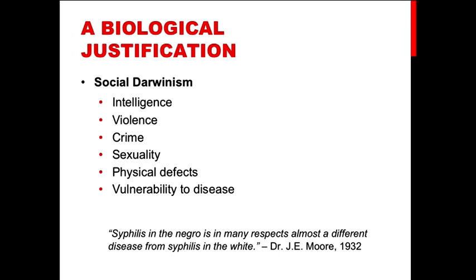They claimed that Black people were of inferior intelligence and were more prone to violence, crime, sexual promiscuity, physical defects, and disease. They considered Black people basically subhuman, as you can see in this quote from one of the scientists involved in the Tuskegee syphilis study. Quote, "Syphilis in the Negro is in many respects almost a different disease from syphilis in the white." End quote. Dr. J.E. Moore, 1932.